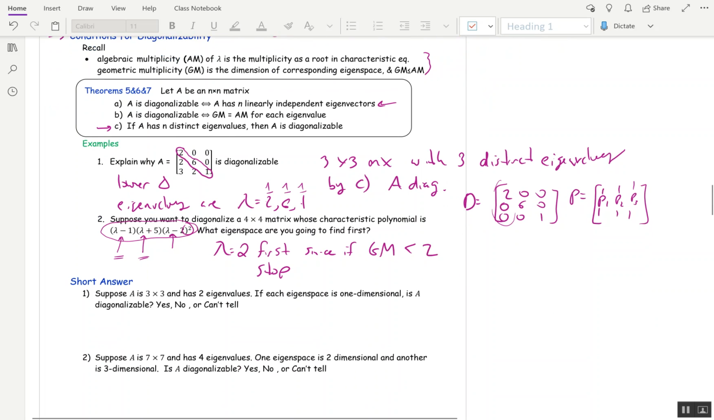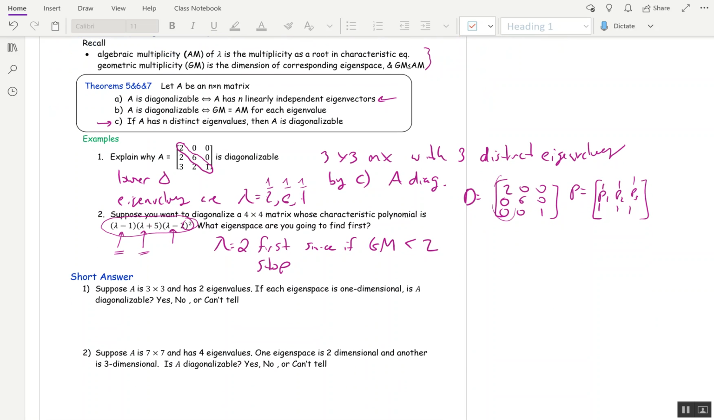Here's a couple more like that. Suppose A is 3 by 3 and has 2 eigenvalues. If each eigenspace is one-dimensional, is A diagonalizable? Yes, no, can't tell. Well, we've got lambda 1 and lambda 2, 2 eigenvalues. This guy's one-dimensional, and this guy's one-dimensional. That's 2. In order for A to be diagonalizable, you need 3 linearly independent eigenvectors, because A is 3 by 3. So the answer is no.